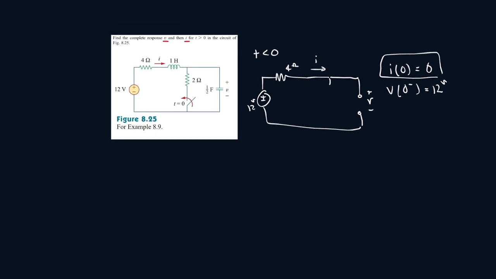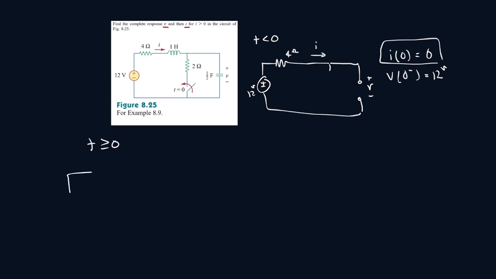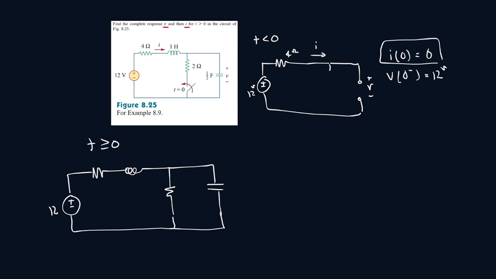So now let's draw the circuit when t is greater than or equal to 0. It looks like the following. This switch is closed, so we can include that part. And then we have our capacitor. So this is 12 volts, 4 ohms, 1 henry, 2 ohms, 1 over 2 farads, and then we have the voltage of the capacitance. Okay?